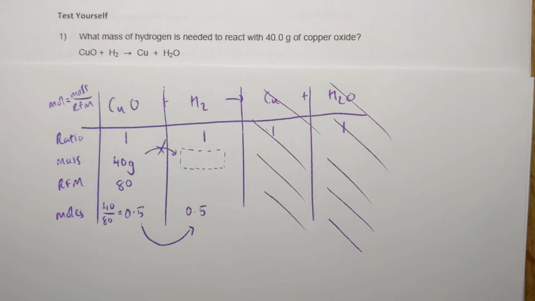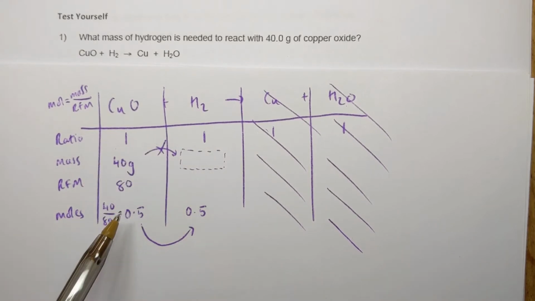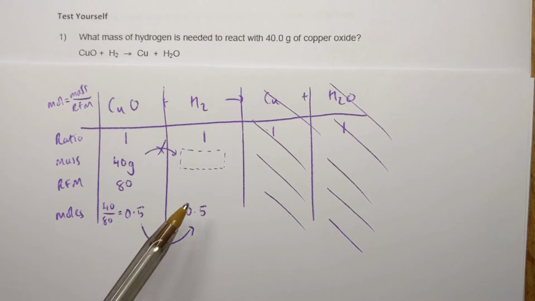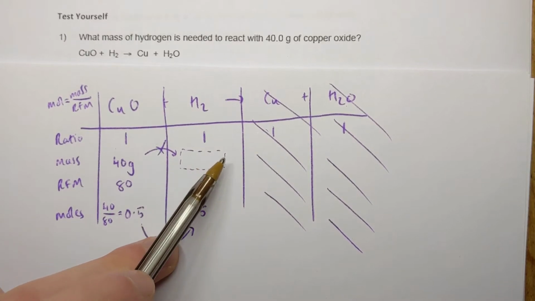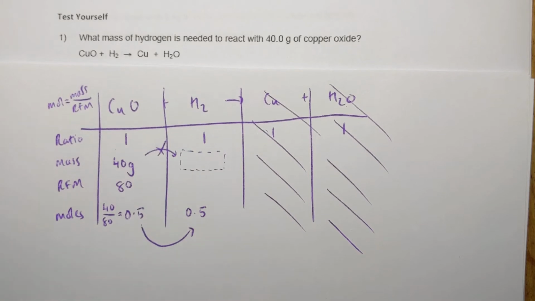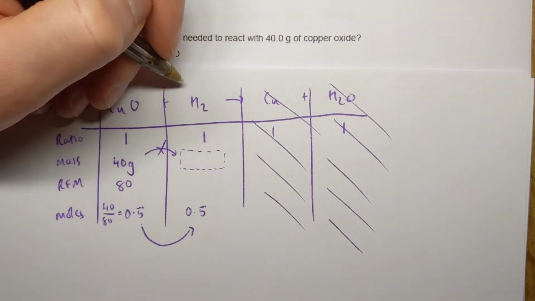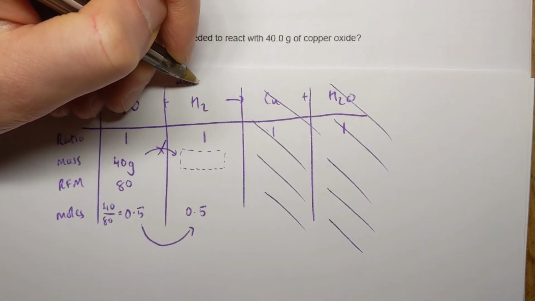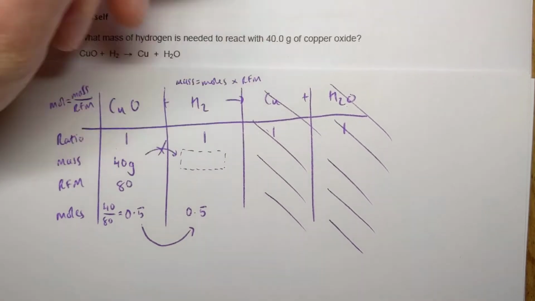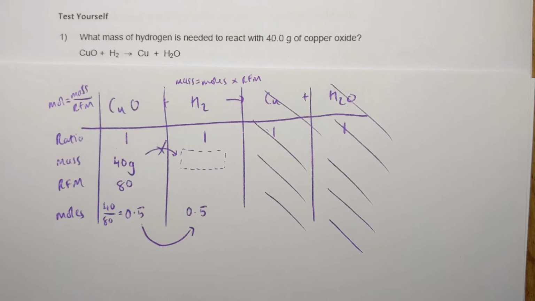of hydrogen. So I use my ratio to guide how I go from this column for moles to this column for moles. Now, moles aren't the same thing as mass, so to get my final answer I need to be able to work out this number of moles back into a mass, but we have done that before. The equation used for that is that mass equals moles times RFM. So I need my RFM for my hydrogen.